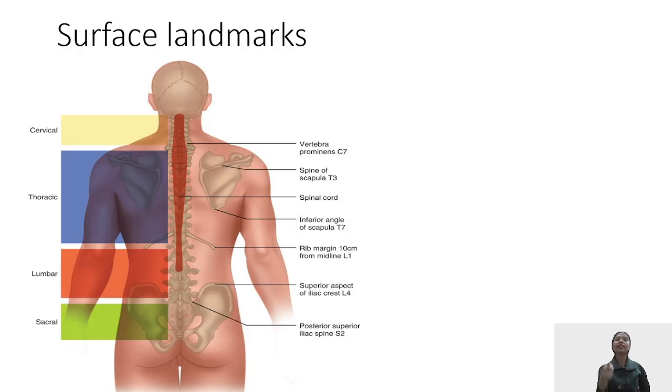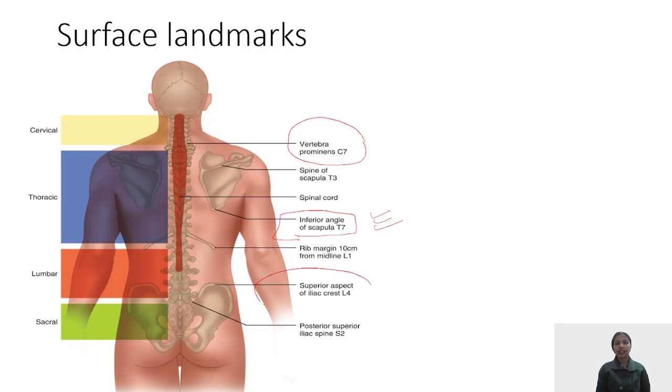When we are giving spinal anesthesia, we have to know about certain surface landmarks on the back. The landmarks are C7, which is the vertebral prominence. Then you have the spine of the scapula at T3. Then the angle of the scapula, which is very important, at T7.